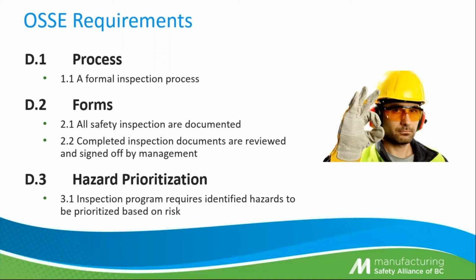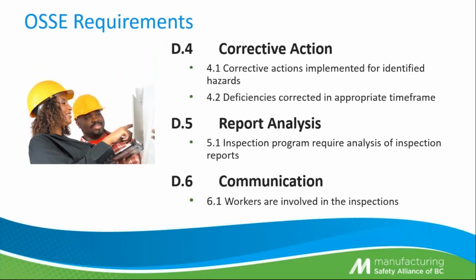Next, your auditor is going to look for forms. Are the safety inspections documented? Are they completed, and are they reviewed and signed off by upper management? Next, he's going to take a look at your hazards that you've identified. Are they prioritized? Is there a system to evaluate them based on risk? And if you follow the forms that we have on the site, you will see that they will meet this requirement.